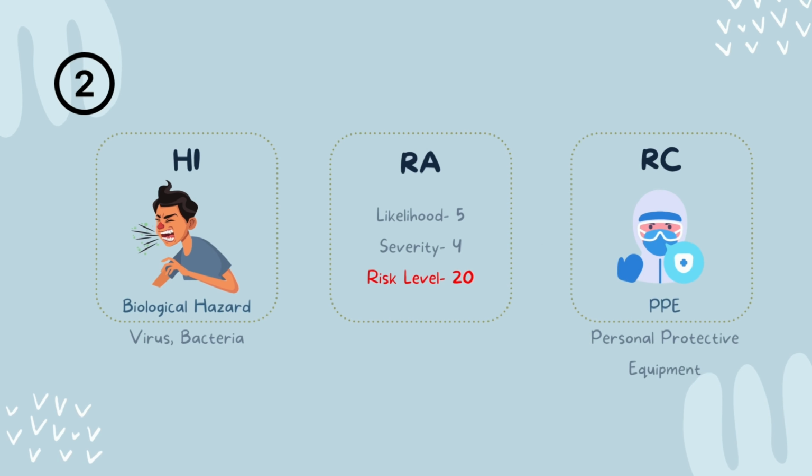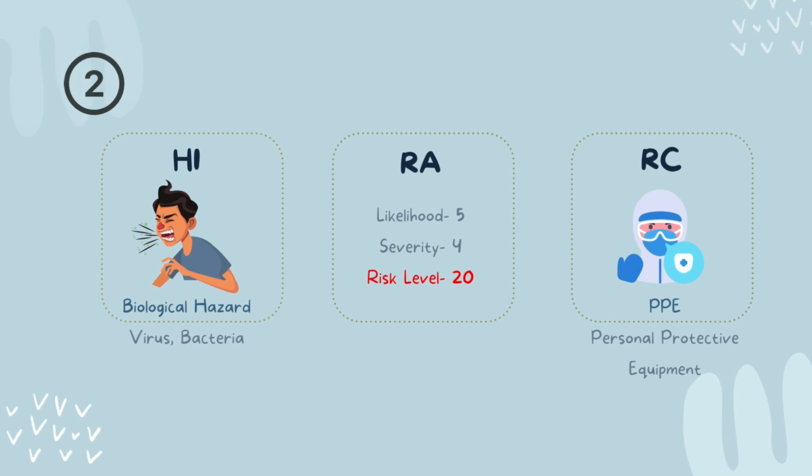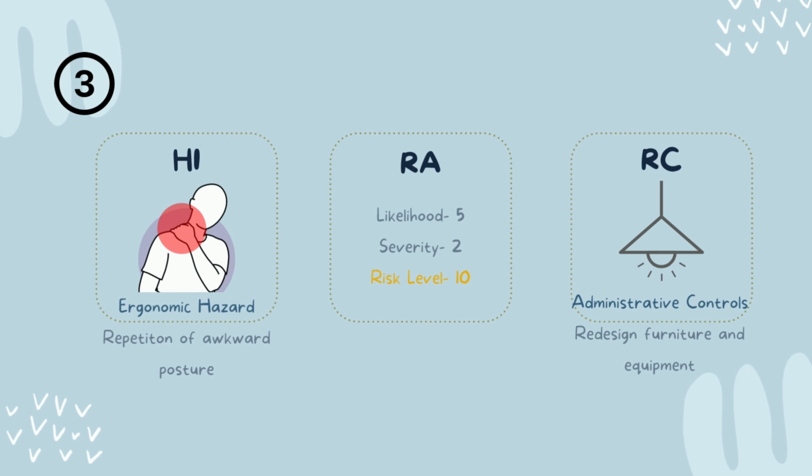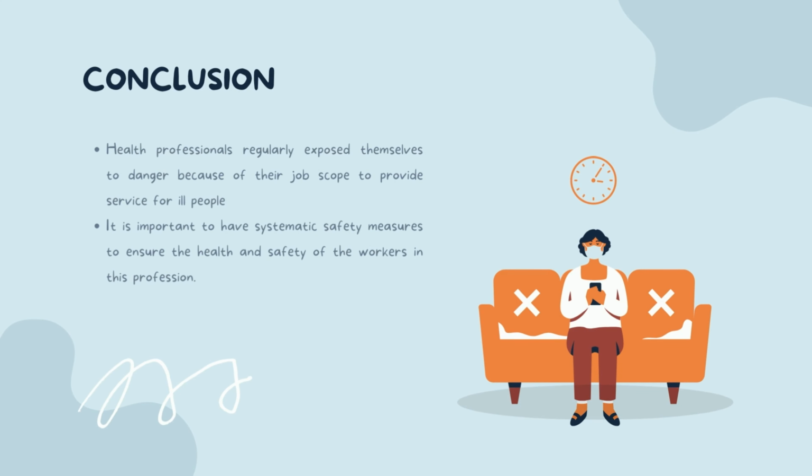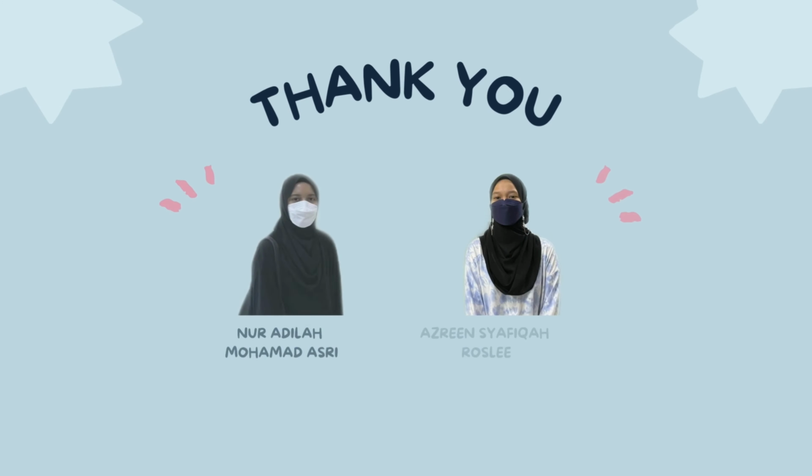There are many other HIRARC examples that could be found in a health center, such as biological hazards that come from viruses and ergonomic hazards coming from repetition of awkward posture. In the end, assessing possible hazards in any workplace is important in order for us to know how to control the risk. In conclusion, health professionals regularly expose themselves to danger because of their job scope to provide service for ill people. Therefore, it is important to have systematic safety measures to ensure the health and safety of the workers in this profession. And that marks the end of our video.